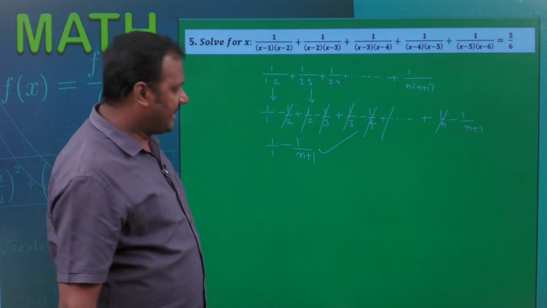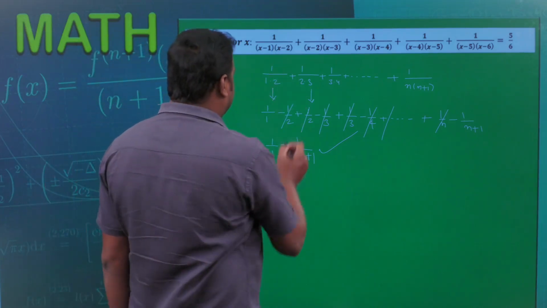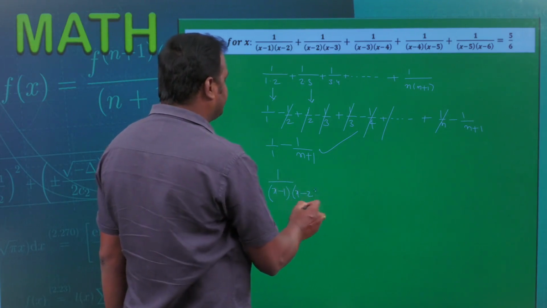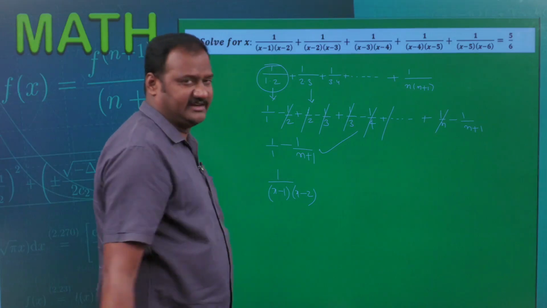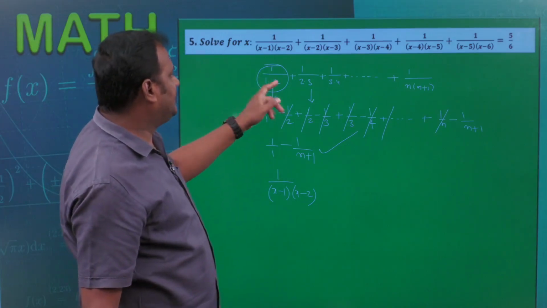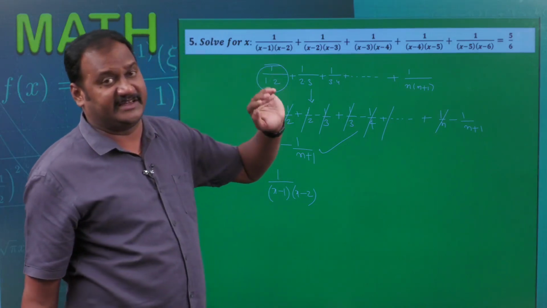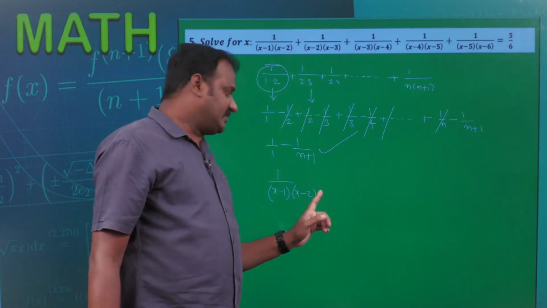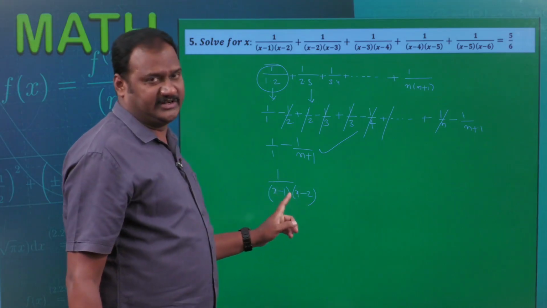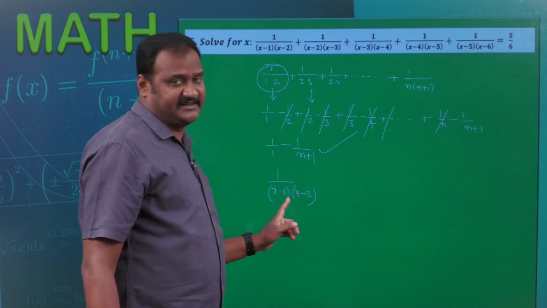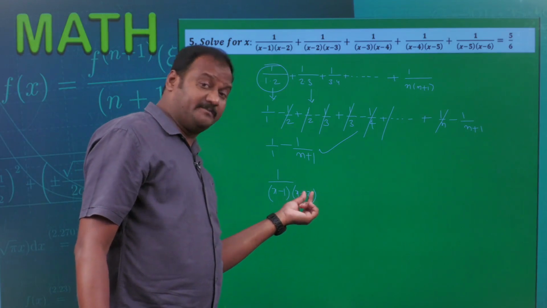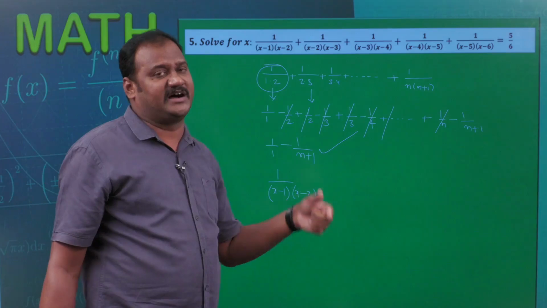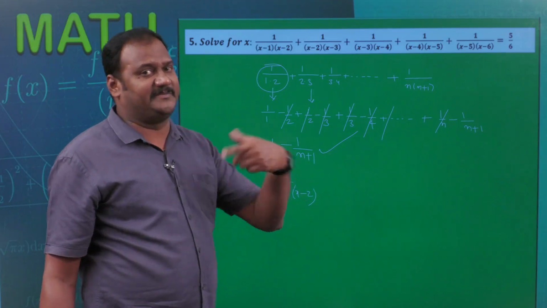Hope you understand. Now, going to this 1 by x minus 1 into x minus 2. See here, 1 by 1 into 2 is there. So 1 is smaller than 2. That's why 1 by 1 is bigger than 1 by 2. x minus 2 is smaller than x minus 1 because you are subtracting a bigger number from x. If you are subtracting a bigger number from x, then it would be smaller. Then 1 by that smaller number would be bigger.